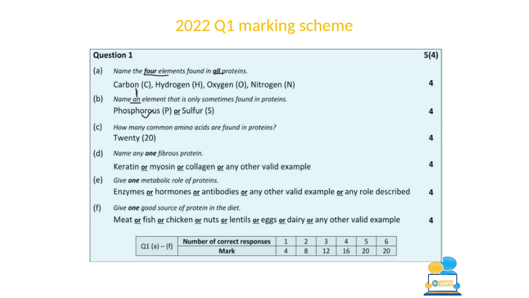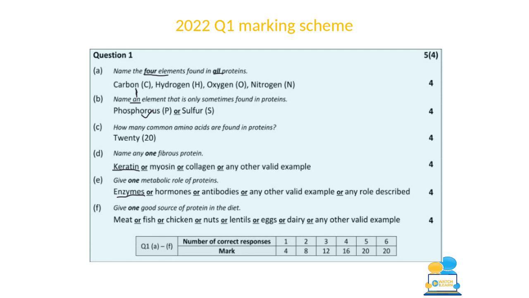How many common amino acids are found in proteins? There's 20. Name any one fibrous protein. The one we would have studied in most detail is keratin. One metabolic role of proteins. Again, the go-to answer for me would be enzymes. And one good source of protein in the diet. And again, use your discretion there, but I would stick to your meat or your chicken.